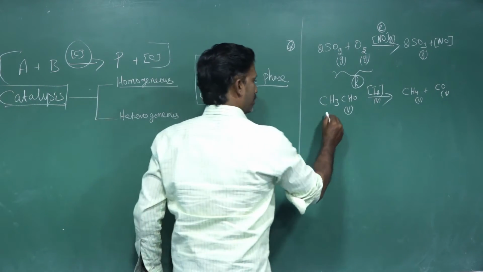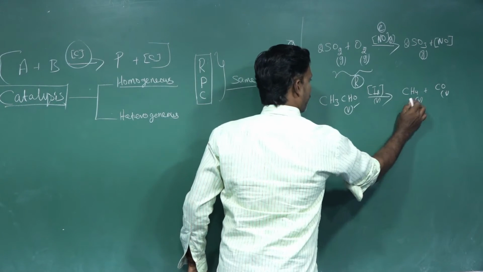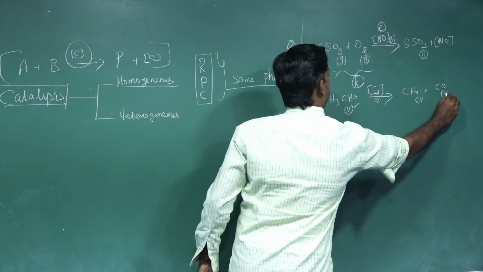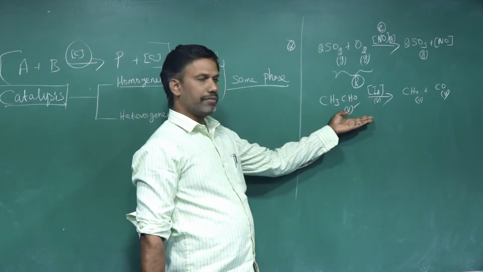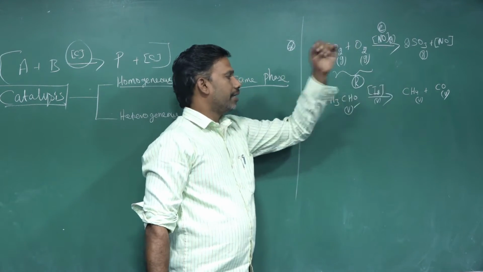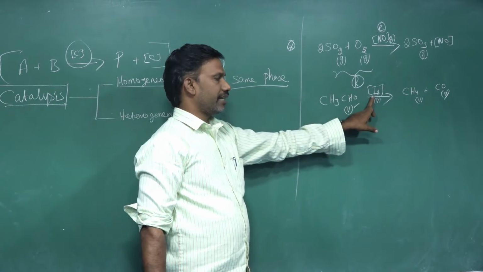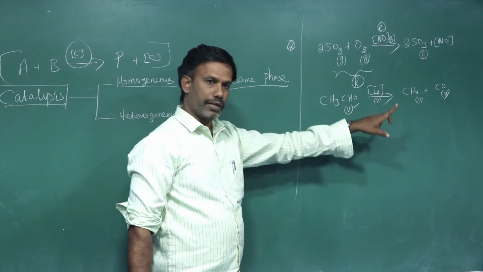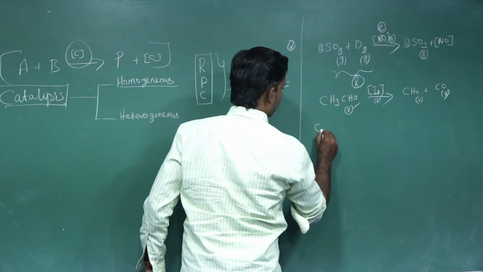See here, acetaldehyde in the vapor form, iodine in the vapor form, and methane and carbon monoxide are all in the vapor state. So in the vapor phase, the dissociation of acetaldehyde gives methane and carbon monoxide in the presence of the catalyst iodine. Iodine is also in the vapor form. Then we can have an equation like this.